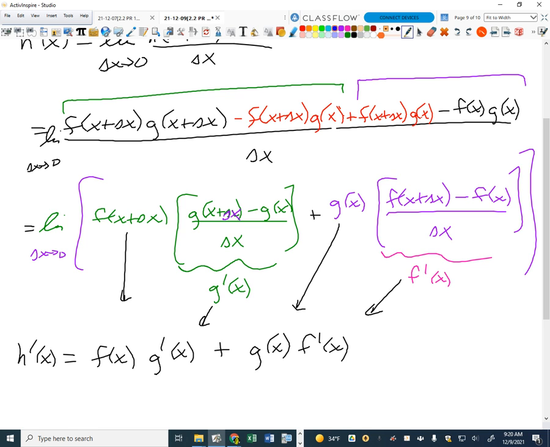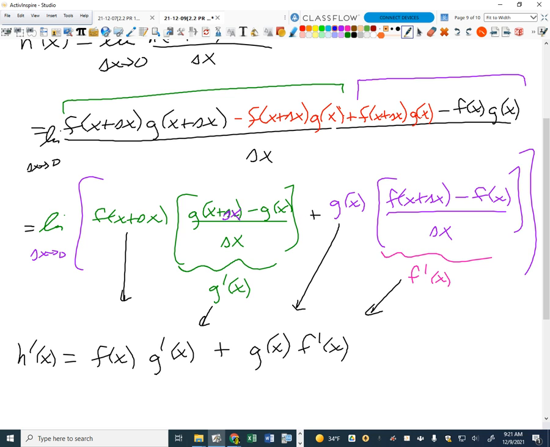This first term over here, I could factor out of the green grouping. I could factor out an f of x plus delta x, right? Everybody see that? If I factor that out of each term, I'm left with a g of x plus delta x minus g of x. And I've got a delta x in my denominator, the whole thing. I have a common denominator.